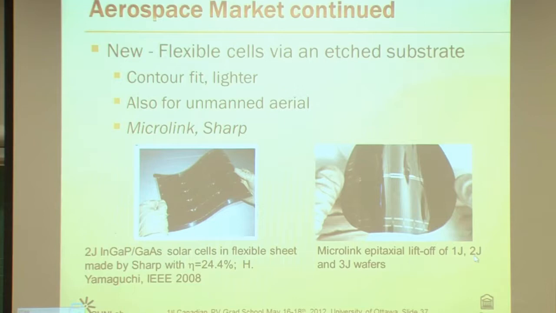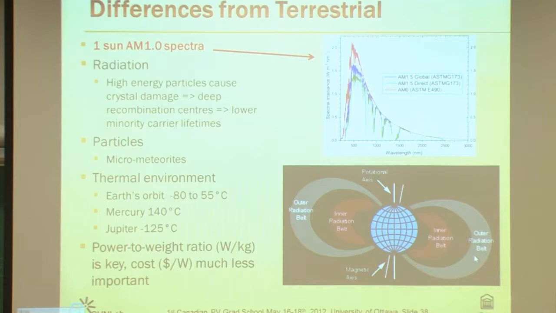The differences between cells for space and cells for terrestrial, well, the spectrum is different. See, the red is the AM 0 spectra. Got a lot more in the UV here, and you're not missing some of those lines. As well, radiation. The high energy particles of radiation will cause crystal damage, which end up acting like deep recombination centers in the crystal, and those lower the minority carrier lifetimes.